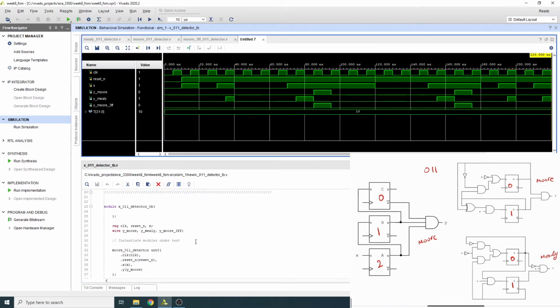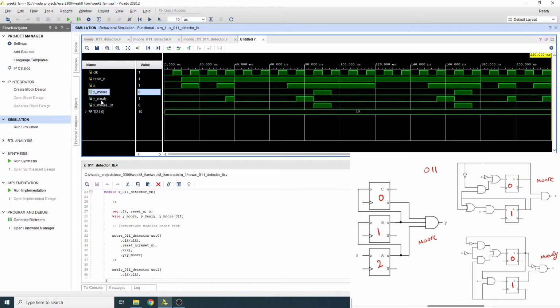In this test bench, instead of writing a test bench for each one of them, I combined them all. So you'll see I wrote a module and instantiated a unit under test, another unit under test, and another unit under test. They all have the same clock, reset, and X input, but they have different outputs. And I'm showing you the different outputs in here. So for example, Y Moore, Y Mealy, Y Moore 3 flip-flop, which is this one here for 3 flip-flops. So let's see the distinctions in here.